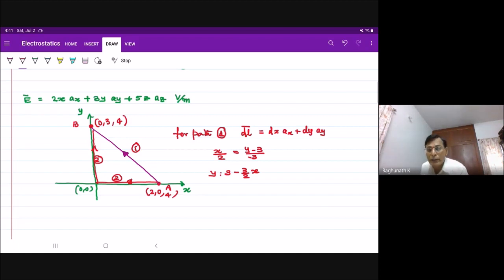Line integral is there, because of which I am doing this. Anyway, we have to do many, right? When you go to gradient of potential and all. y is 3 minus 3 by 2 x, correct only. x is equal to 0, y is equal to 3. x is equal to 2, y is equal to 0. It's a straight line. Slope of it is minus 3 by 2, dy by dx.